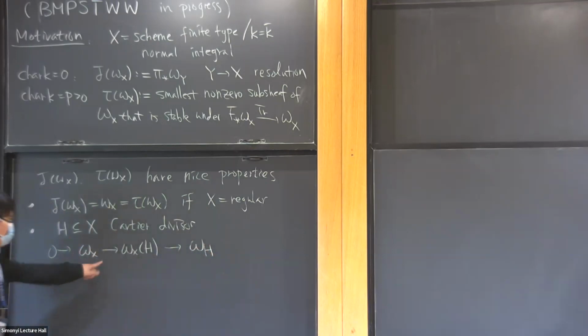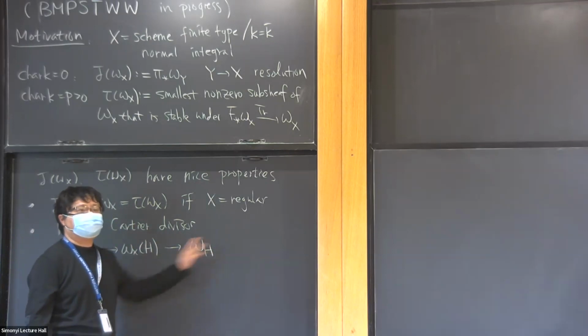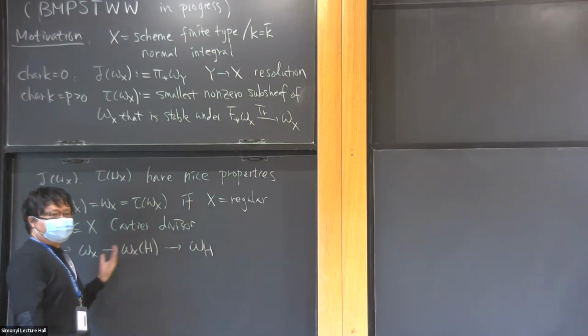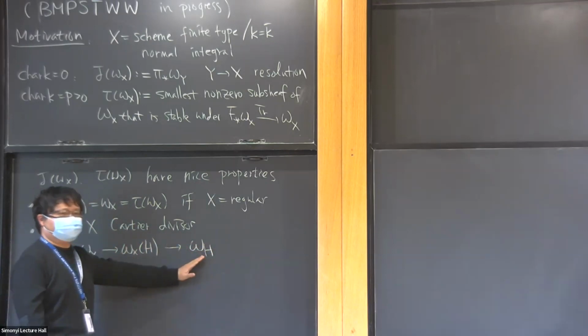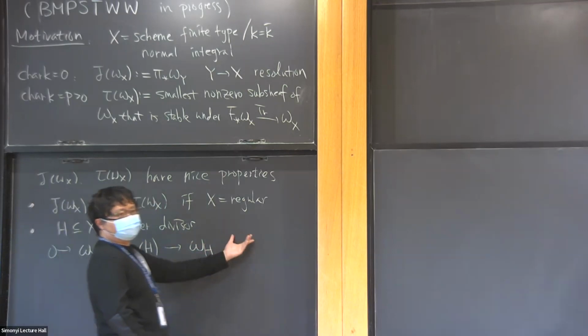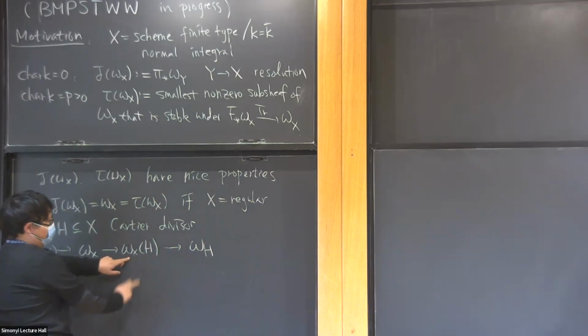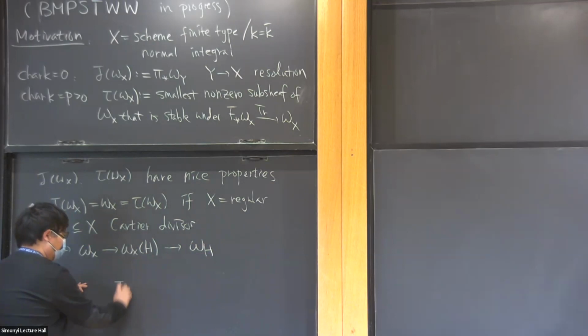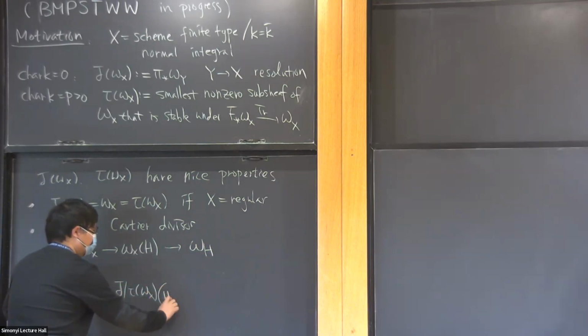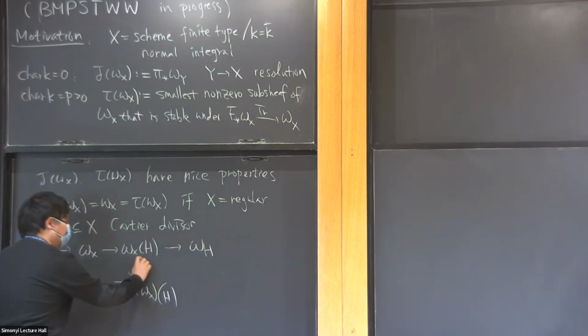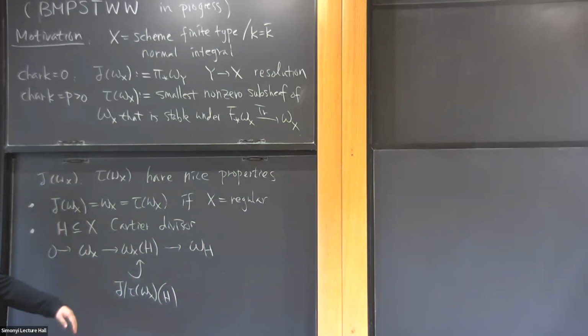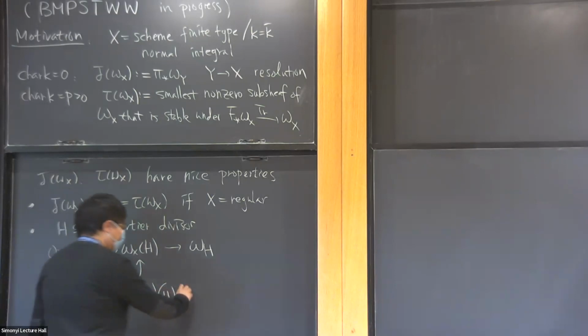Right. So if X is smooth, then this is also right exact. But in general, you only have this exact sequence up to here. So there are some obstructions to surjectivity. But the point is that here you can look at this J or tau of omega. If you look at this subsheaf and then you restrict, then you get the surjection.